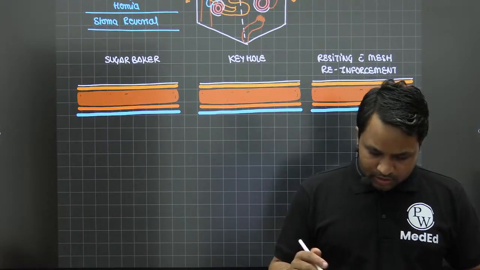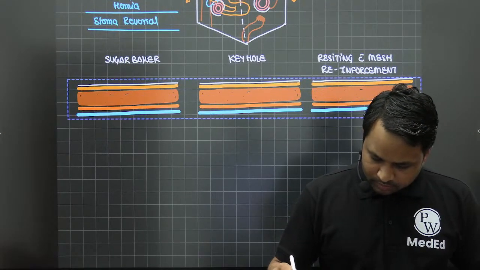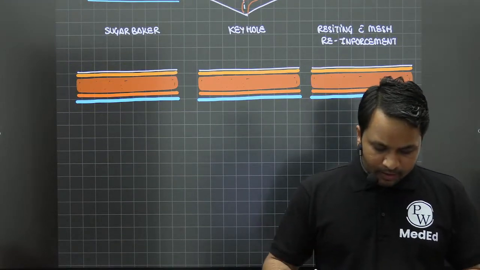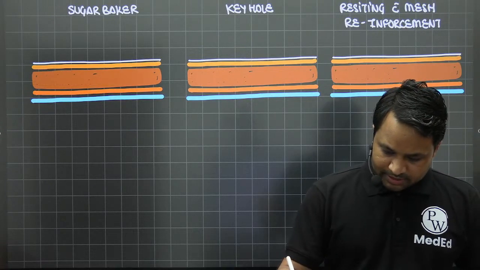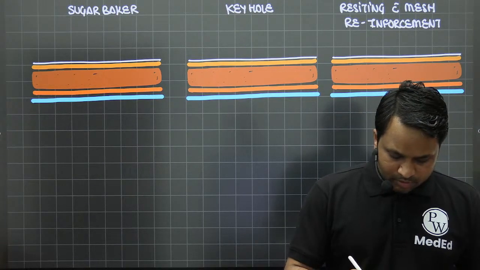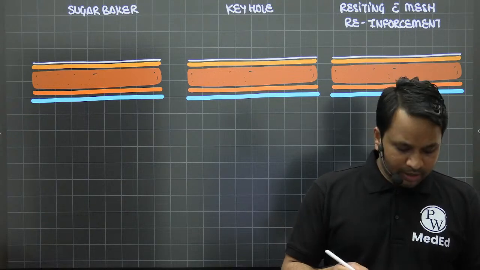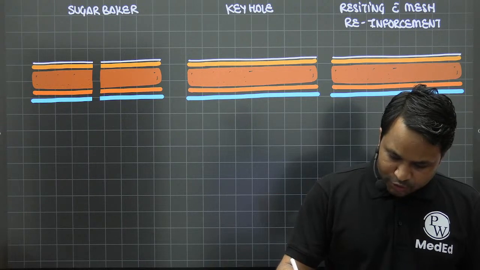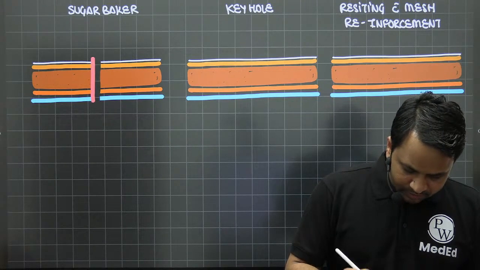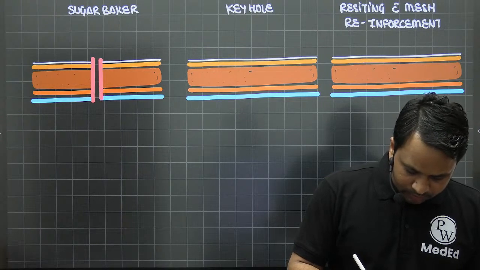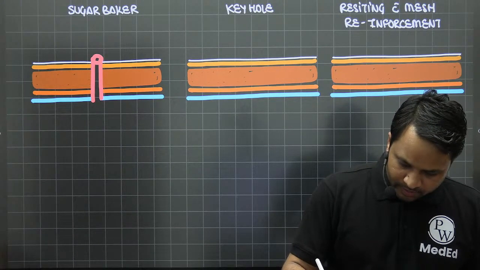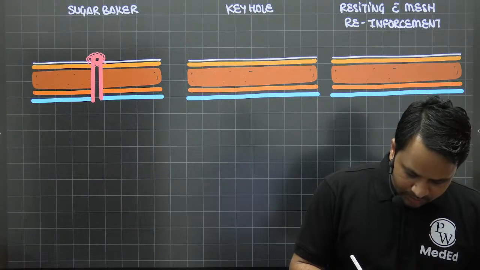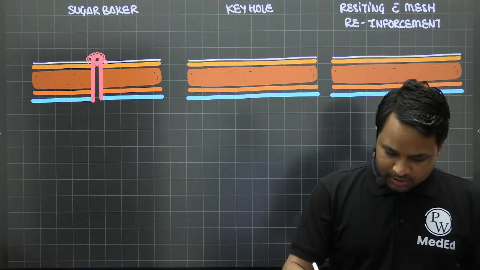So what are we going to do with this? In a Sugarbaker, let's say this is the colostomy. In a colostomy, you are going to open up here so that the stoma is going to be present here. This is the passage for the stoma. Let's say this is the bowel that is being opened out. This is the stoma that has been opened out, so the bowel is being presented across here.